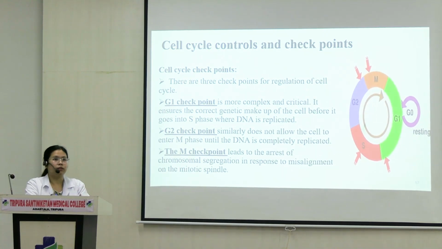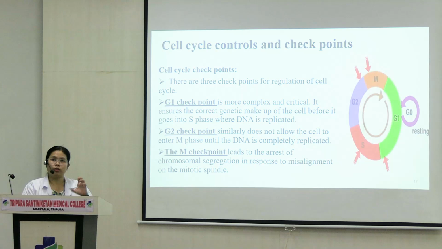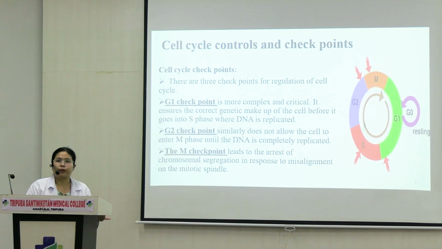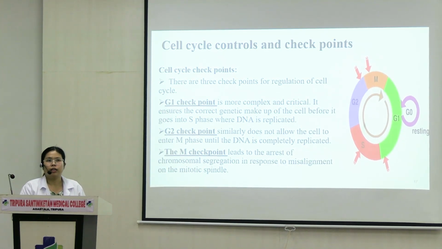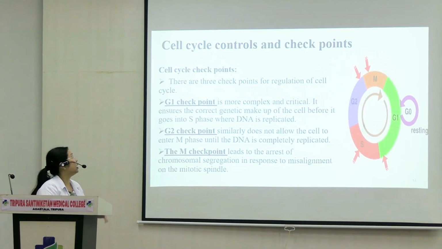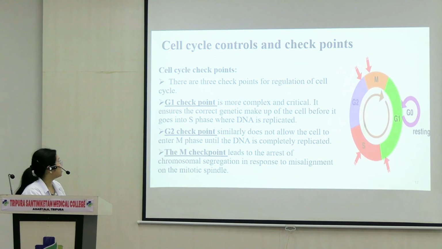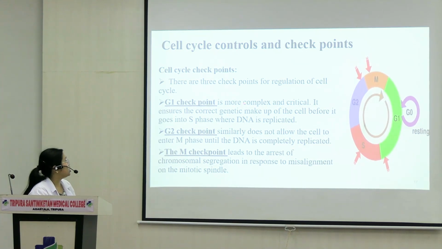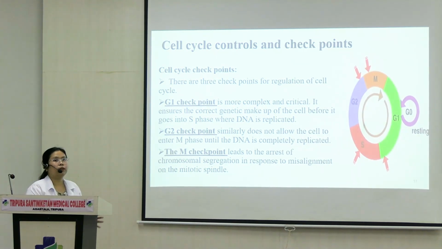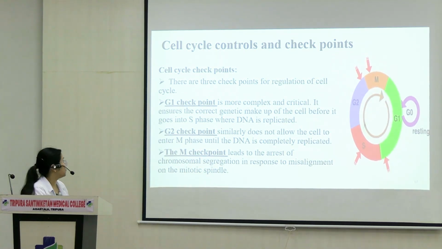In the same manner, these checkpoints want to ensure that there is perfection in the whole cycle. Whatever activity is happening, say the spindles are formed nicely, there is proper segregation of chromosomes, the DNA replication is going okay. To ensure all of this, we have these checkpoints. There is G1 checkpoint, G2 and M checkpoint. What happens at G1 checkpoint? It makes sure that the proper genetic makeup of the cell is done before it goes into the S phase.